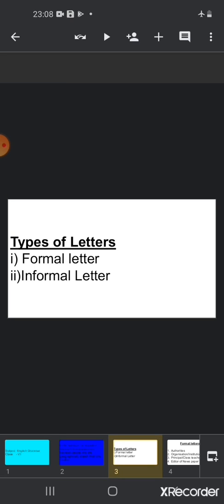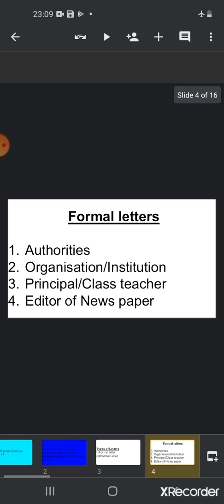There are two types of letters, formal letter and informal letter. What is a formal letter? Formal letters are written for conveying important information. A formal letter can be written to authorities, organization or institution. It can be written to the principal, to the class teacher. It can be written to the editor of a newspaper.